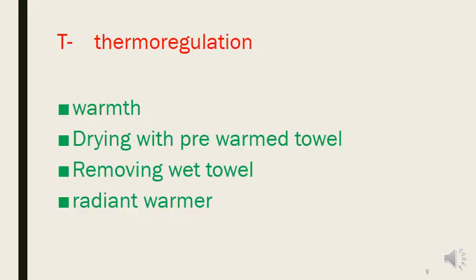T for thermoregulation or maintenance of temperature. We can dry the baby quickly. We can provide warmth, dry with a pre-warmed towel, immediately remove the wet clothing of the baby, and keep the baby in a radiant warmer. Okay, the first component of neonatal resuscitation is temperature or thermoregulation. We can provide warmth and dry the baby with a pre-warmed towel, remove the wet towel, and place the baby in a radiant warmer.